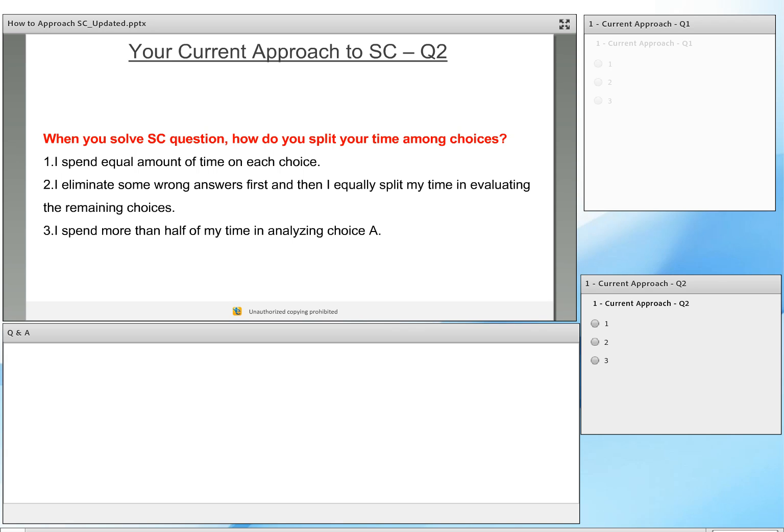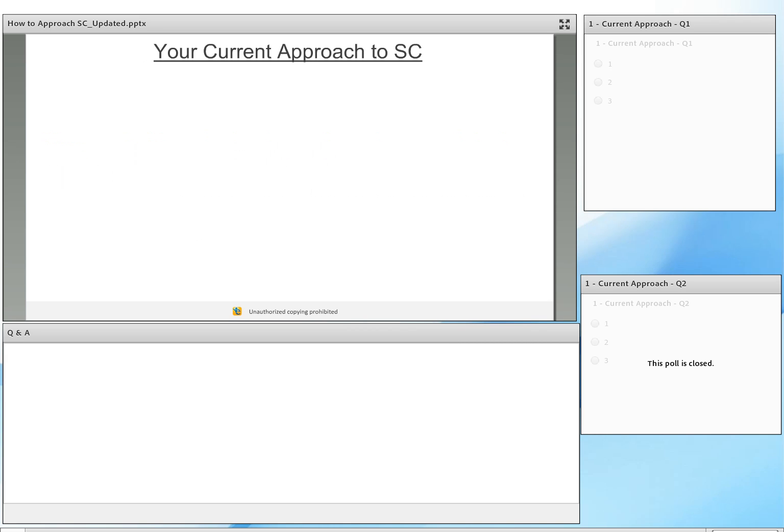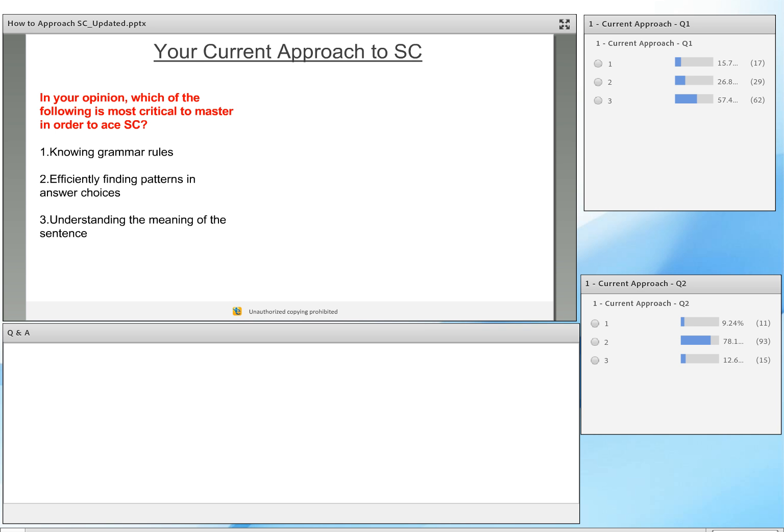All right, very nice. Thank you so much for your responses here, and let me broadcast the results. So here was the first question. About a majority of students say that the most important thing is to understand the meaning of the sentence. That's about 57%, and then about 27% of you believe that efficiently finding patterns in answer choices is the most important thing. All right. Now, let's look at the second question.